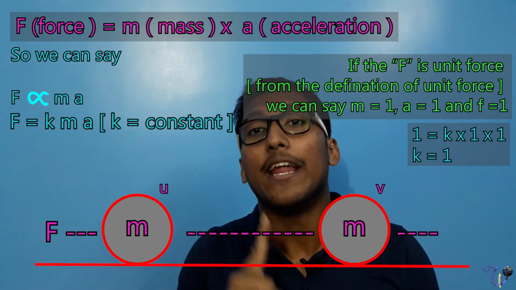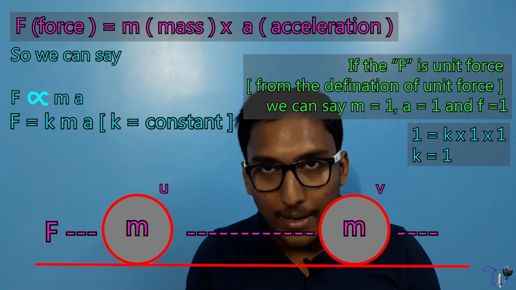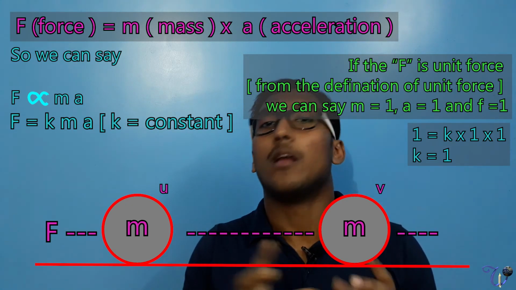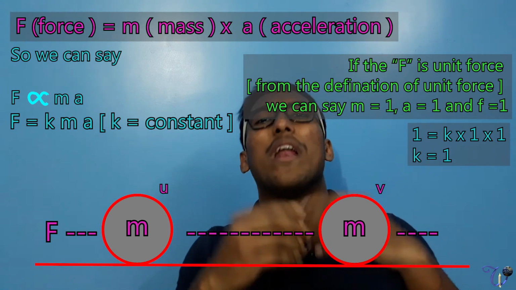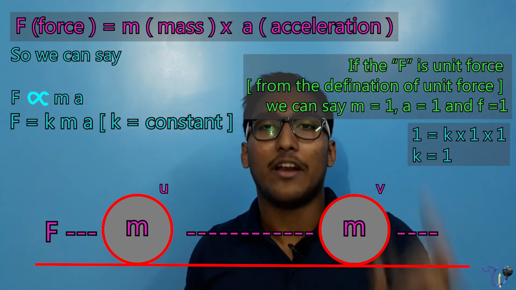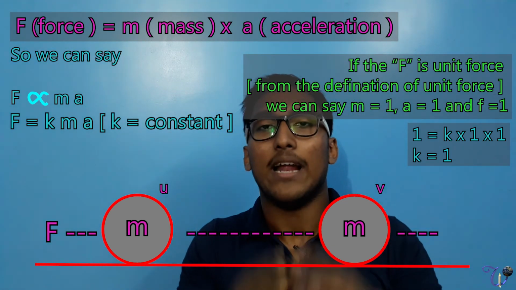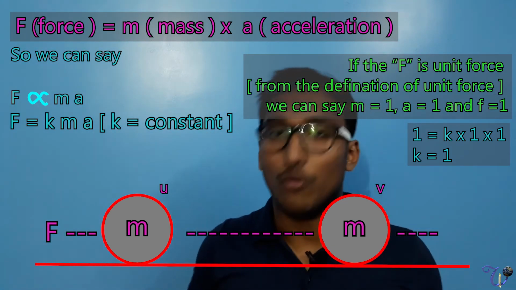I am repeating here again, what is unit force? If we have a particle of unit mass, or 1 kg, and we want to generate a unit acceleration, suppose 1 meter per second square, the force needed is called unit force, and that must be 1 Newton.